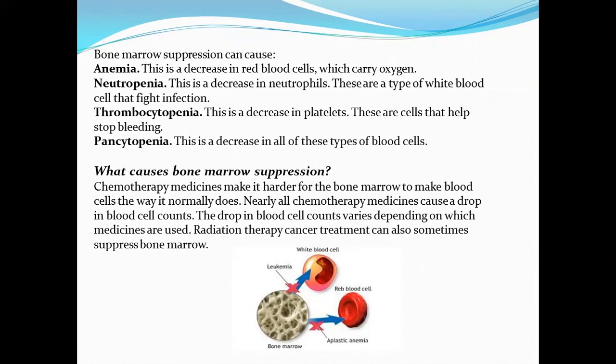So, what can cause bone marrow suppression? Chemotherapy medicines make it harder for the bone marrow to make blood cells the way it normally does. Nearly all chemotherapy medicines cause a drop in blood cell counts. The drop in blood cell count depends on which medicines are used. Radiation therapy and other cancer treatment can also sometimes suppress bone marrow. Okay.